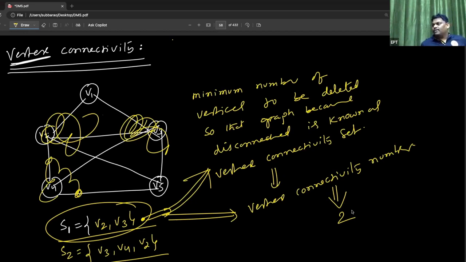That set is called the vertex connectivity set. The cardinality, how many people, is called the vertex connectivity number. That is 2 people. Minimum degree among all vertices is equal to the vertex connectivity number. You will get that also, right?